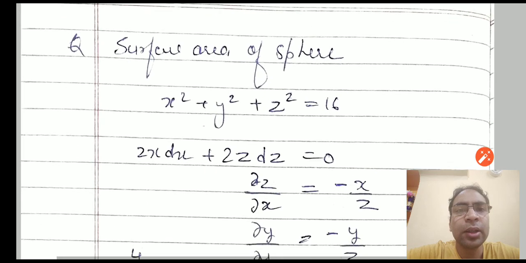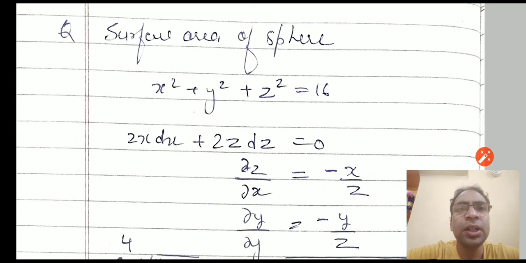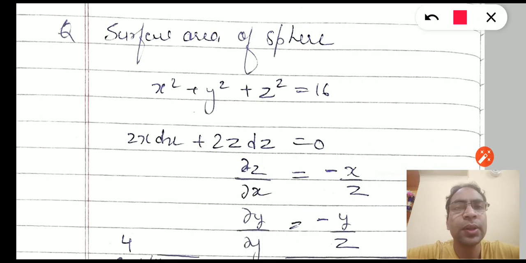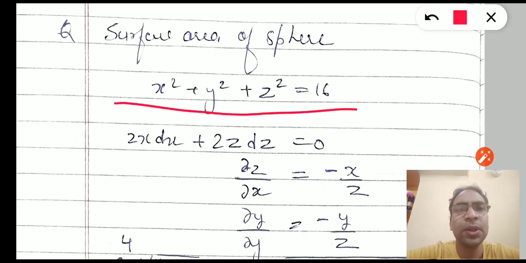Now let us see another question. We need to find out the surface area of the given sphere. This is x square plus y square plus z square is equal to 16. So by the equation, we can compare this with the standard equation of the sphere. We find that the center of the sphere lies on the origin, and the radius of the sphere is 4. So this is 4 square, 16. So the radius is 4.